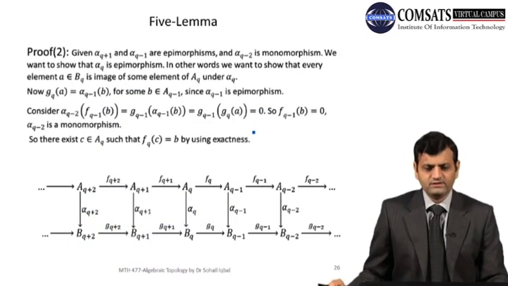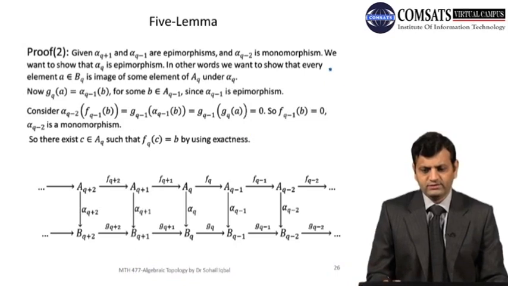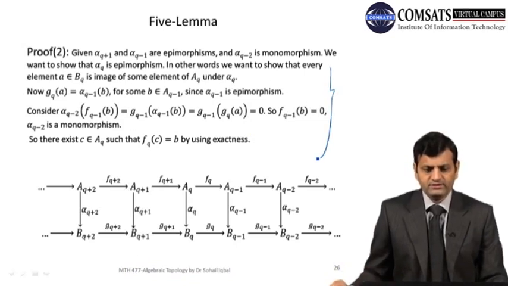And on the same lines we can see the proof of part 2 which is provided in the lecture notes, and using the same tricks we can show that if alpha_{q+1} and alpha_{q-1} are epimorphisms and alpha_{q-2} is a monomorphism, then alpha_q is an epimorphism.